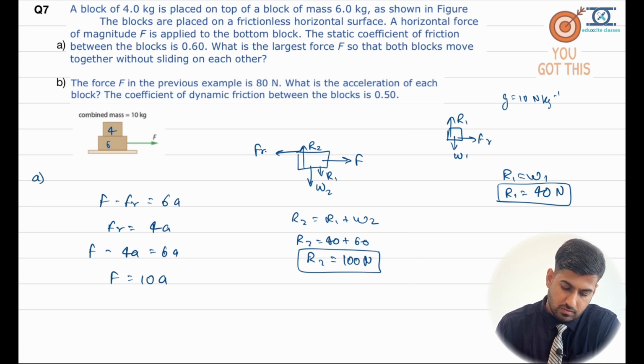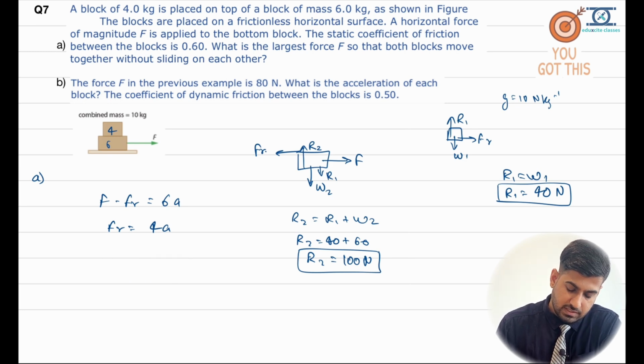So here I can find out A, or friction I can say is nu 0.6 into R1, which is 40, is equals to 4A. So this will be 24 equals to 4A. So acceleration is equals to 6 meter per second square.